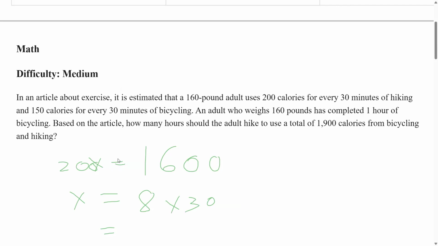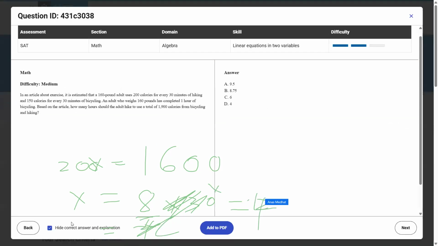And if we multiply this by 30 minutes, or we can divide it by 2 to get the number of hours, it will give you 4 hours. The answer should be 4.